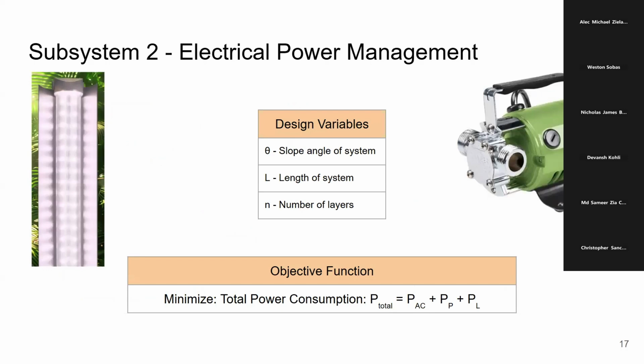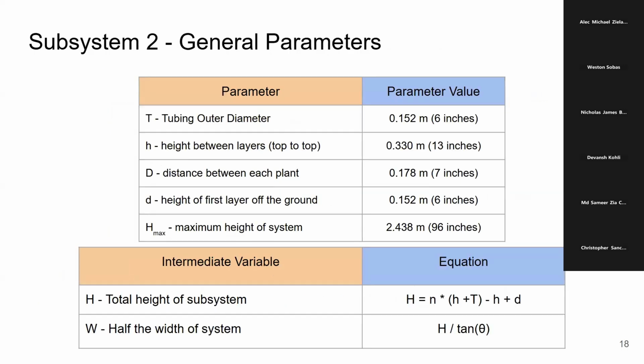Our design variables are the slope angle of the system, the length of the system, and the number of layers. The objective function is to minimize the total power consumption, which is the sum of all three components. We have a few general parameters and intermediate variables, namely the tubing outer diameter, the height between layers, the distance between each plant, the height of the first layer of the ground, and the maximum height of the system.